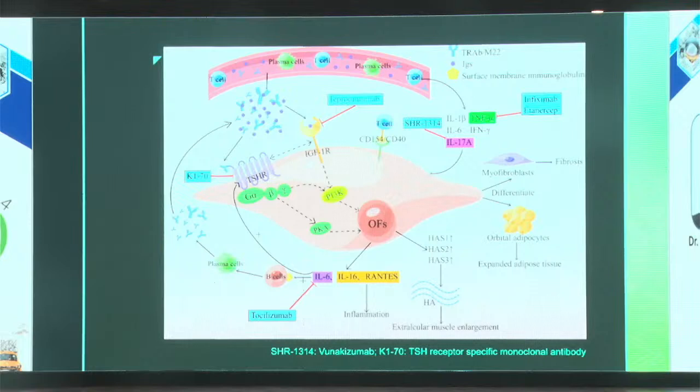You have the option of SHR-1314, which is now known as vunakizumab, another antibody which can block IL-17A, and K170, which is now undergoing phase 1 trial, which is a TSH receptor monoclonal antibody. All these can change the scenario so far as thyroid orbitopathy as well as pretibial myxedema.